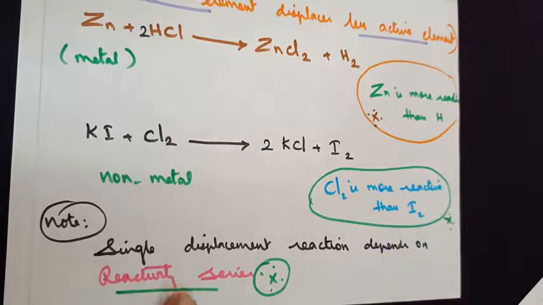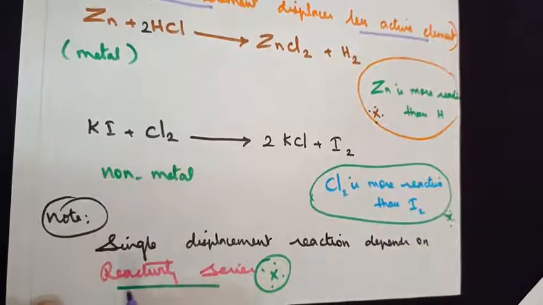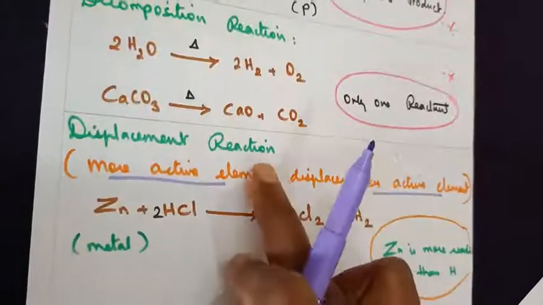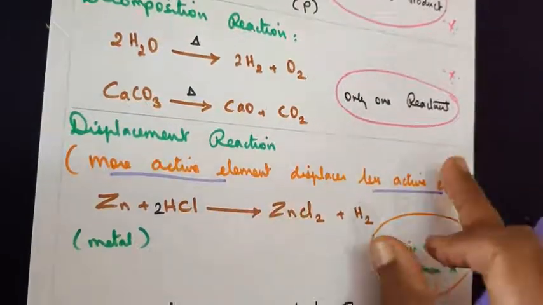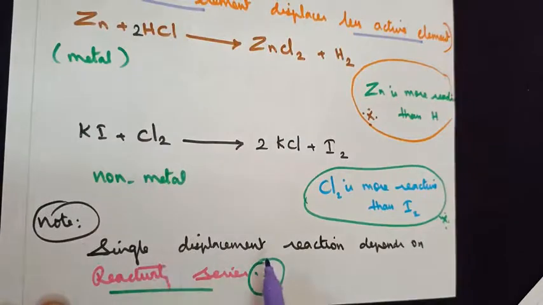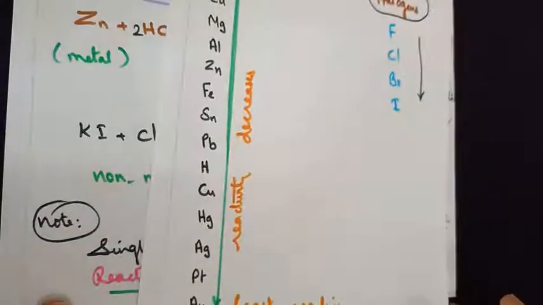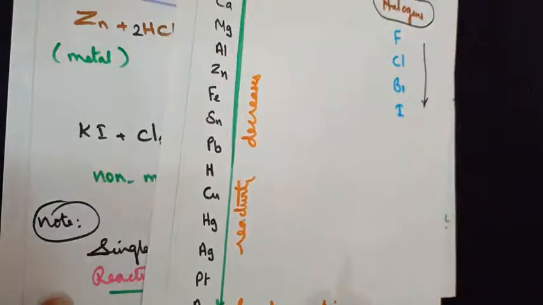Chlorine is more reactive than hydrogen. The note here: single displacement. Now this is the meaning of single displacement. I will tell you one more example. Single displacement reaction depends on the reactivity series, and this is the reactivity series which you will have to know.